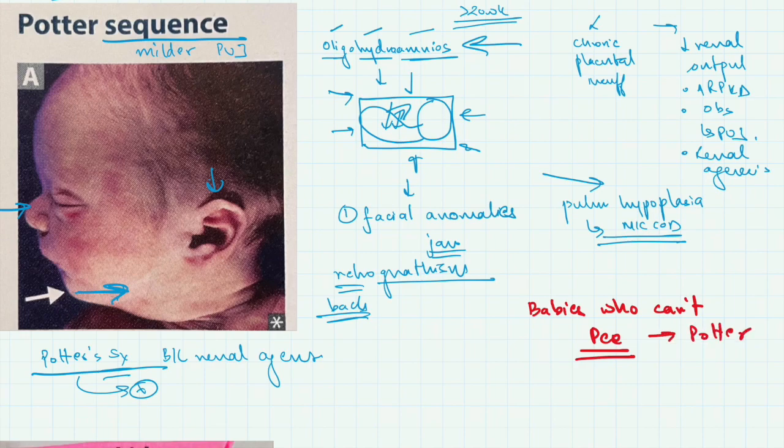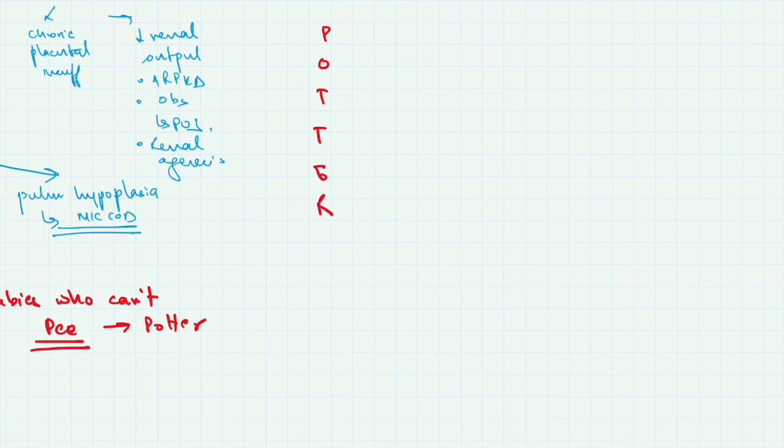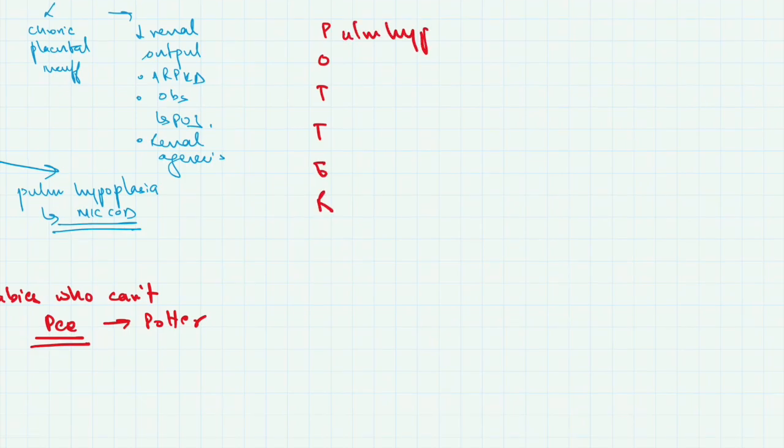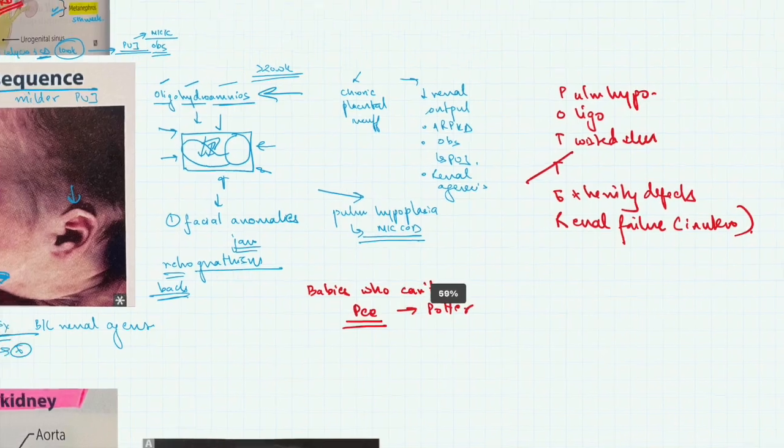Very easy. And its associations are remembered by the mnemonic POTTER, that stands for pulmonary hypoplasia, oligohydramnios, twisted skin, only one T, then extremity defects and renal failure in utero. So that's Potter sequence.